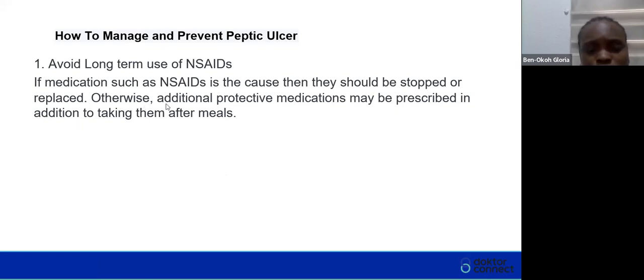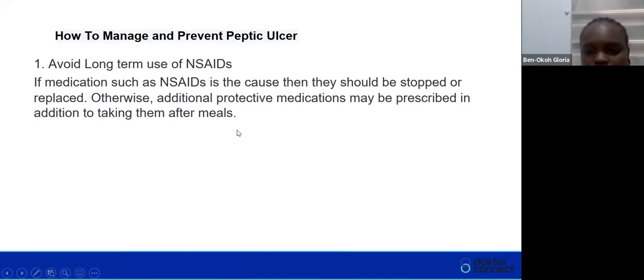So there are combination drugs that have two medications, and one of them is actually protective. One other thing that we can do is to take this medication after meals. You don't want to take them on an empty stomach, because like I said, the acid production is increased. And because the stomach is producing acid, and the side effect of this medication is that it also increases stomach acid production, it's just like a recipe for disaster. So you want to take this medication after meals.